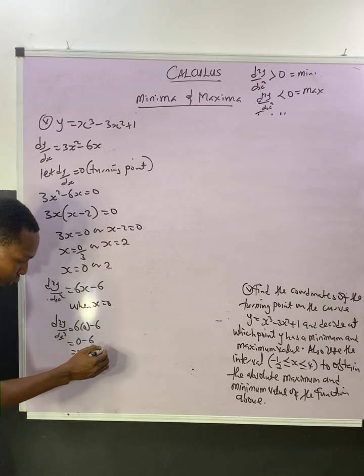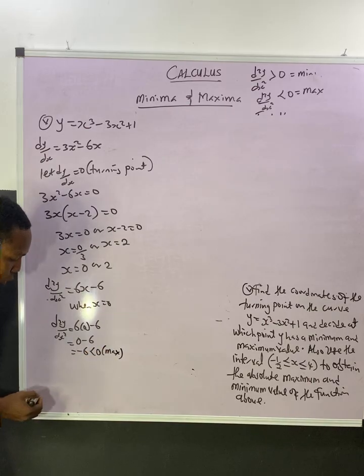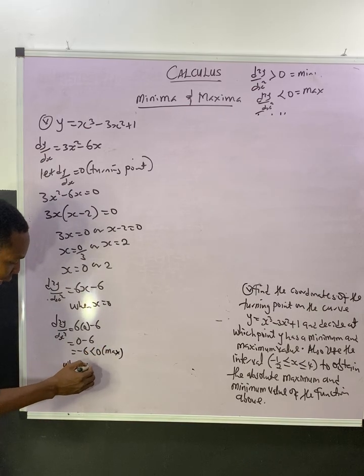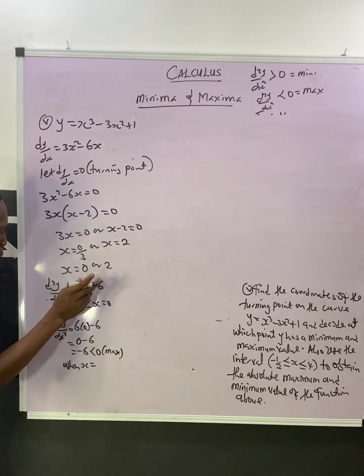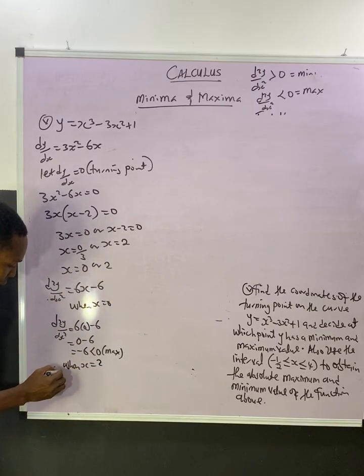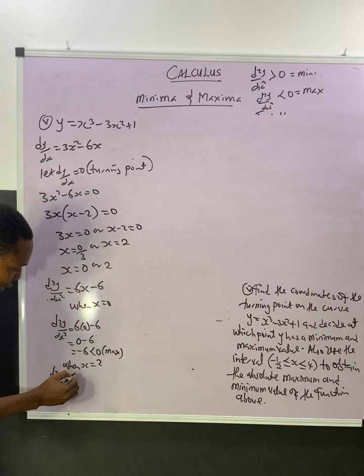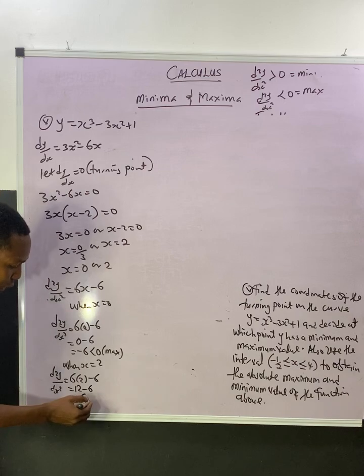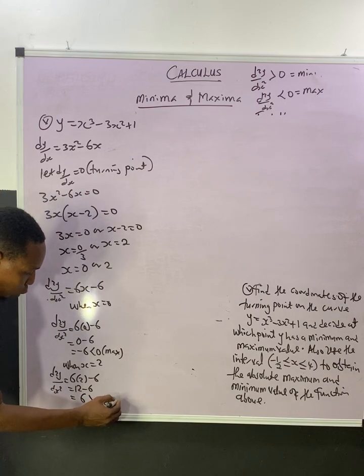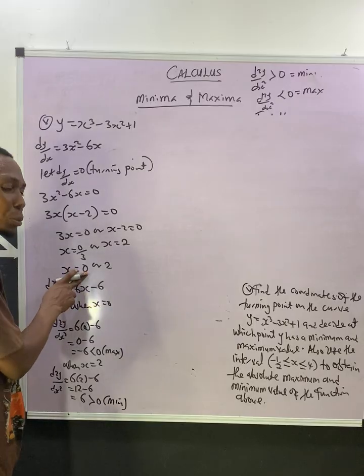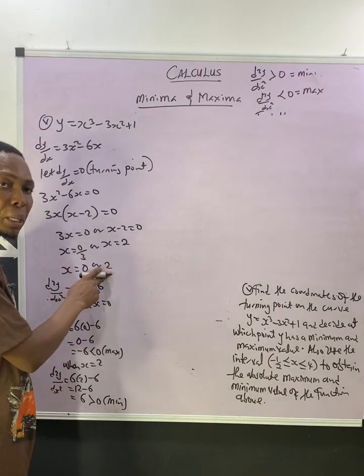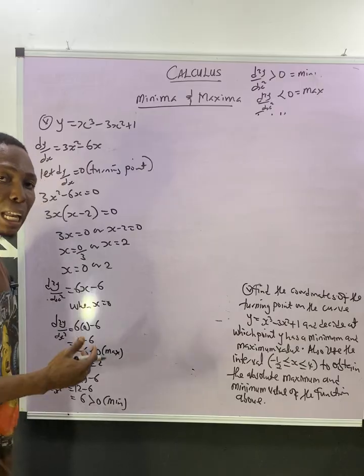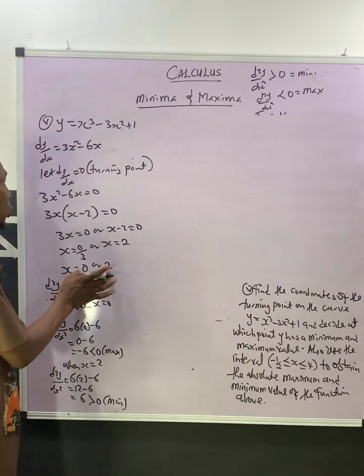Minus 6 is less than 0. If it's less than 0, it is a maximum. Also, when x was equal to 2, we have d squared y over dx squared equals 6(2) minus 6, which gives us 12 minus 6, that is 6. 6 is greater than 0, and this is a minimum. It means that 0 is our maximum value for x, and 2 is our minimum value for x. Then to get our maximum and minimum value for y, we'll be substituting these into this place.